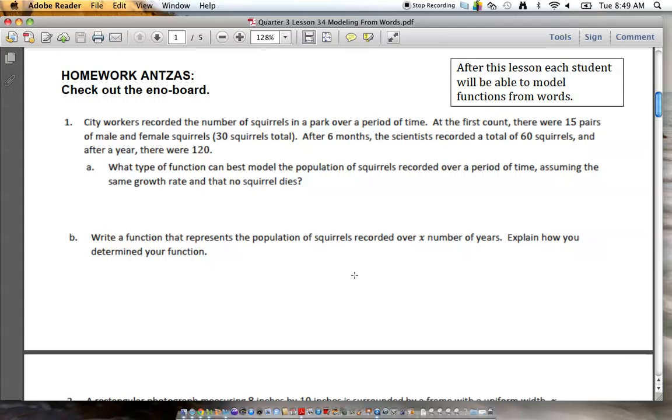Listen, exponential, what tells you that something is exponential? A common what? That's one way to look at it, or ratio, okay? Whether you want to look at it as a multiple or as a ratio. Listen, a common difference?